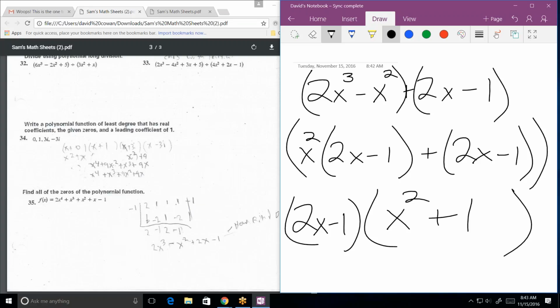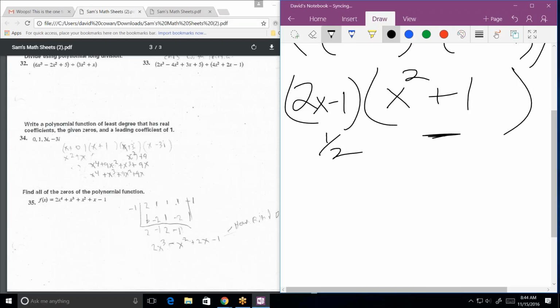Now you have your zeros. Which would be like negative 1/2. No, positive 1/2. This one gives you positive 1/2. And this one gives you imaginary. Plus or minus i. Yeah. Couldn't it also be square root? No, here's how you figure that out on the second one.